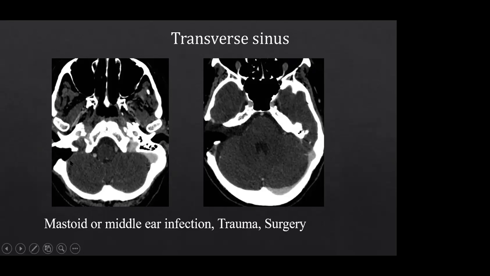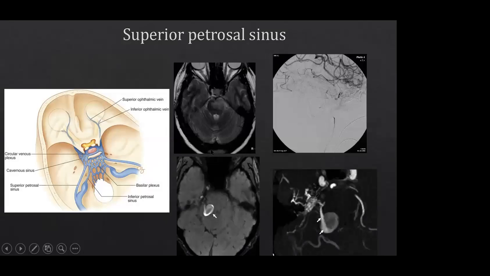This is a patient who's had surgery for a vestibular schwannoma, and you can see the fat graft over here. But then, as a complication, there is a venous thrombosis within the sigmoid sinus at that level. So we saw the cavernous, we saw the transverse sinuses, we have seen the tentorial sinuses.